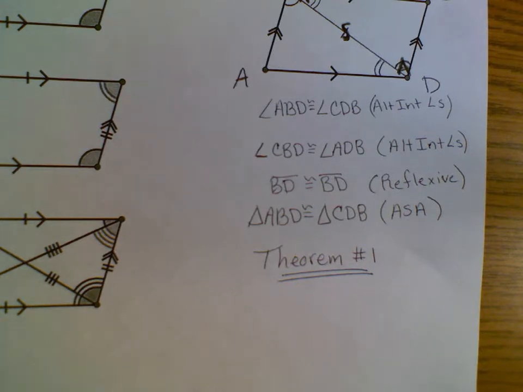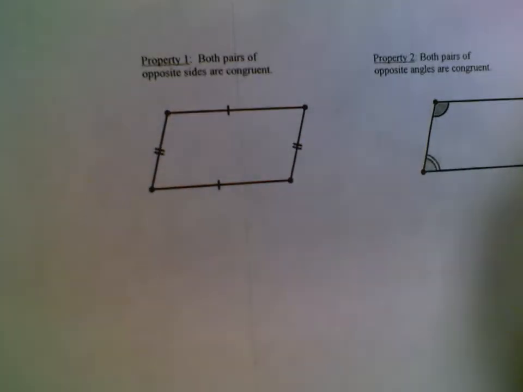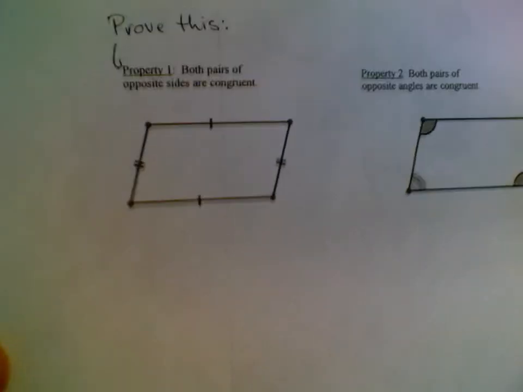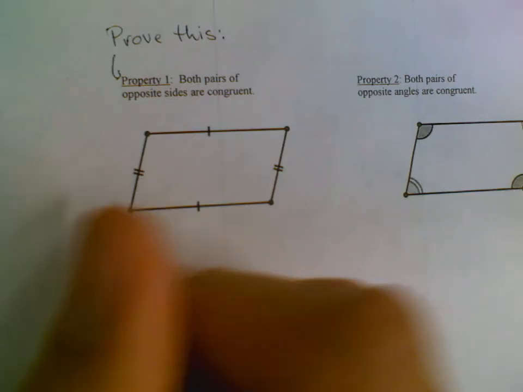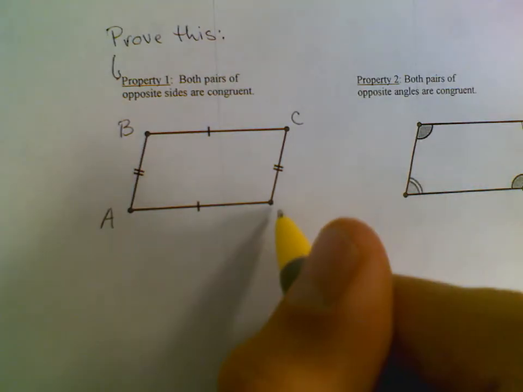So as you flip over, this was supposed to be a graphic where you can fold, but I copied it wrong, so you just have to flip over and look at the top left. It says property 1. Both pairs of opposite sides are congruent. So basically, I want you guys to prove this. Okay? So if we go about proving this, the first thing that they'll say is that ABCD is a parallelogram.